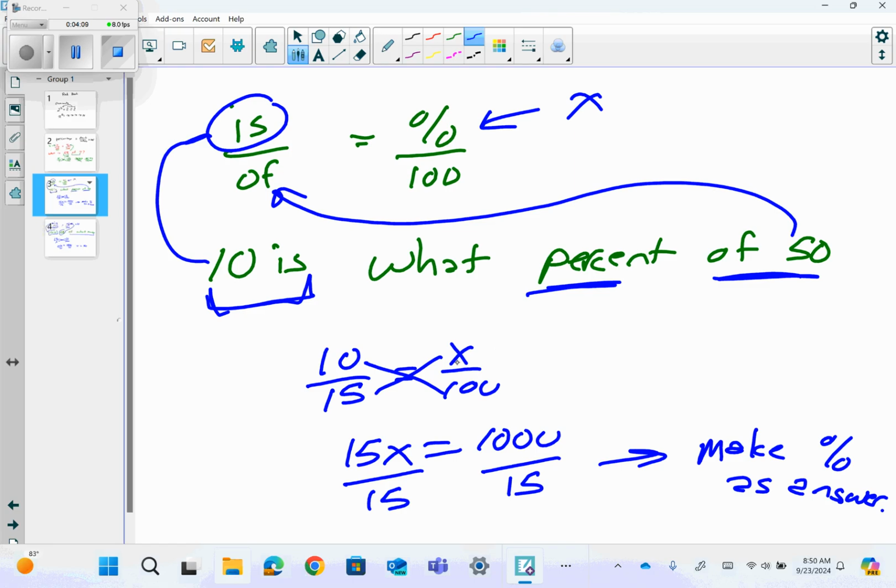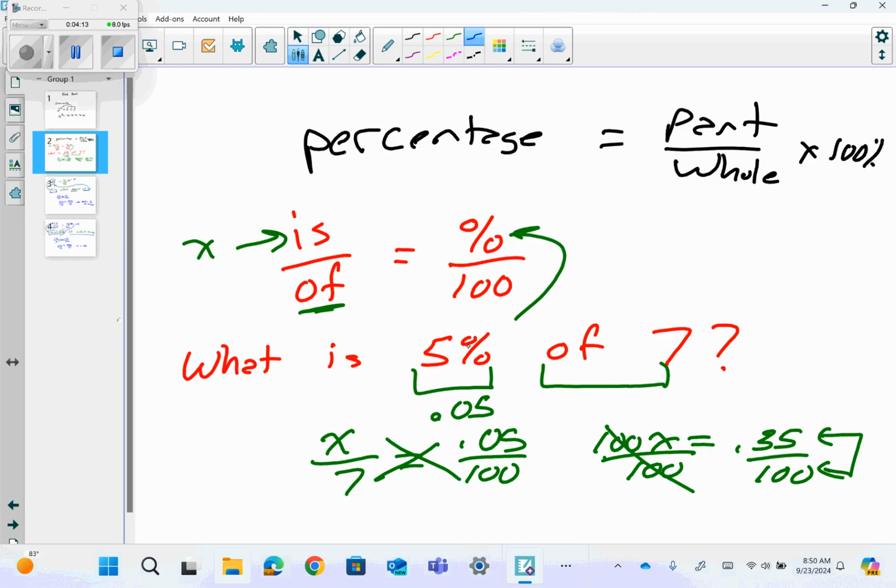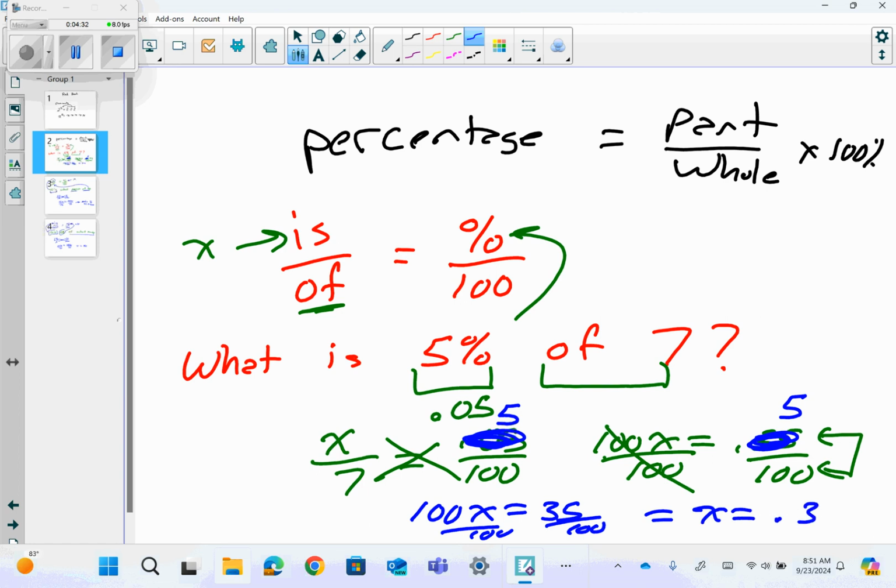So if I go back to these real quick, on the first one, this 5% goes in as 5, not 0.05. I'm sorry, I had made an error. If you would have done this, you'd get 100x equals 35 divided by 100, which is x equals 0.35, which is 35%. So I had to go back on that. So 35% is the answer here.